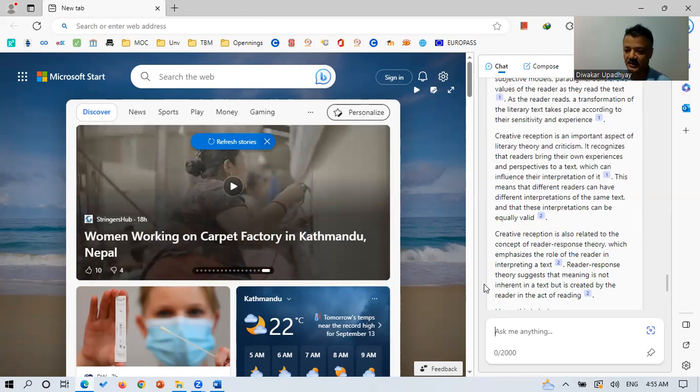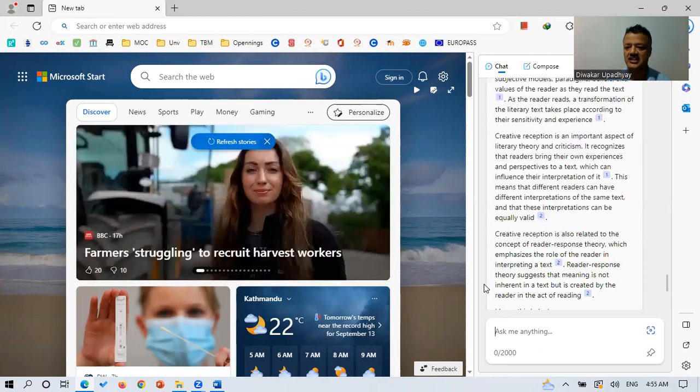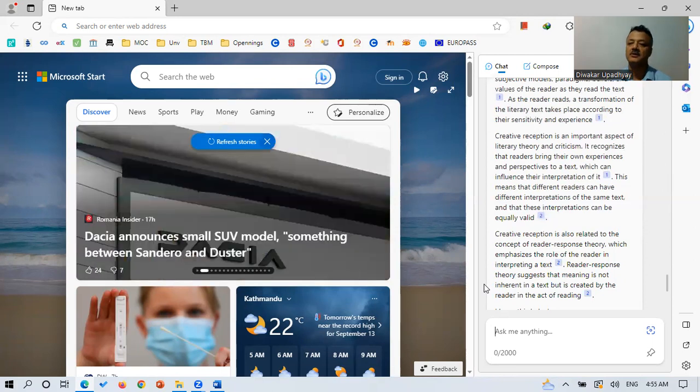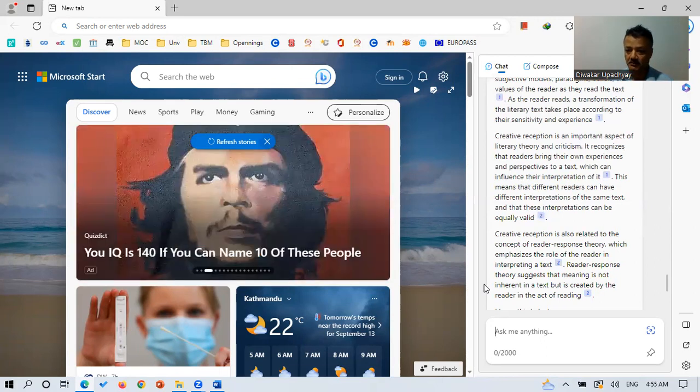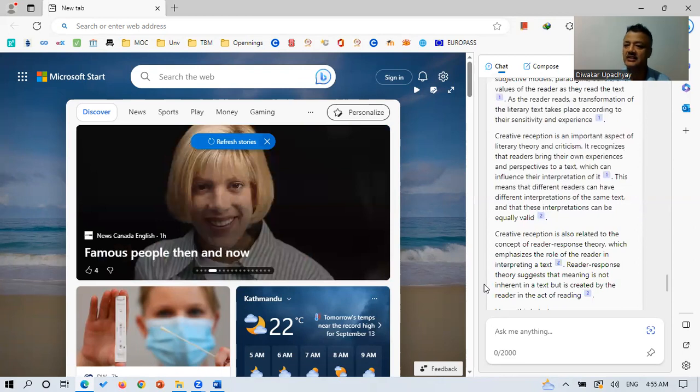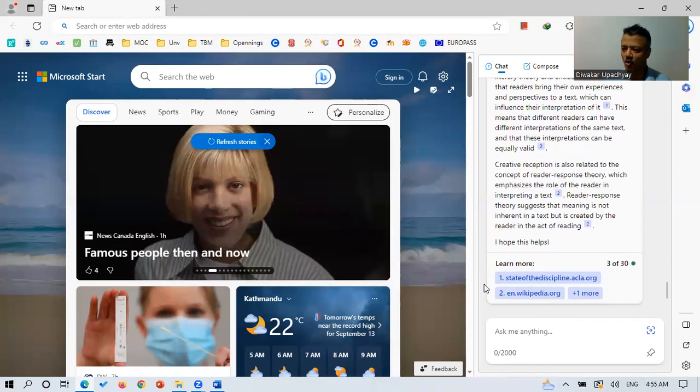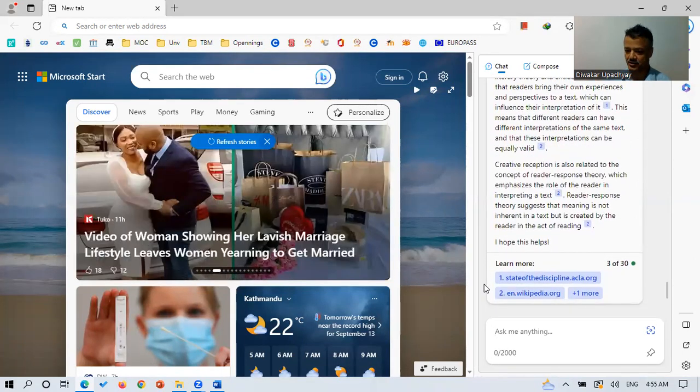This means that different readers can have different interpretations of the same text. See, the same poem, if read by different people, can have different meaning, and these interpretations can be equally valid. There is no one final meaning of any text.